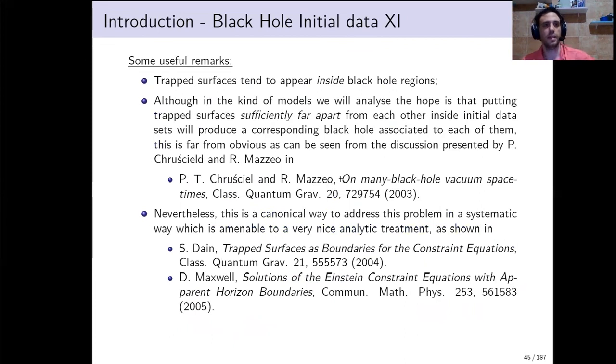Just a few comments before ending this first lecture. First, trapped surfaces actually tend to appear inside black hole regions, not as event horizons, as we saw in the case of Schwarzschild. And although one can expect that putting trapped surfaces sufficiently far apart is going to make each trapped surface evolve into an independent black hole, this is not so easy to see. And this can be consulted, for instance, in this paper by Cruciel and Reis-Maceo. Nevertheless, this is a canonical way to address this problem in a systematic way, which is amenable to initial data analysis. And for instance, this is highlighted in this paper by Sergio Dain. And one of the nicest constructions that we will do along these lectures is given by David Maxwell in this paper here. So we will start with our analysis of the constraint equations in the next lecture.